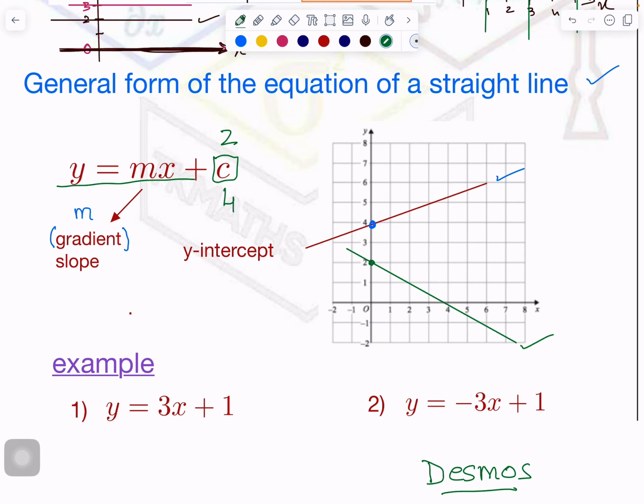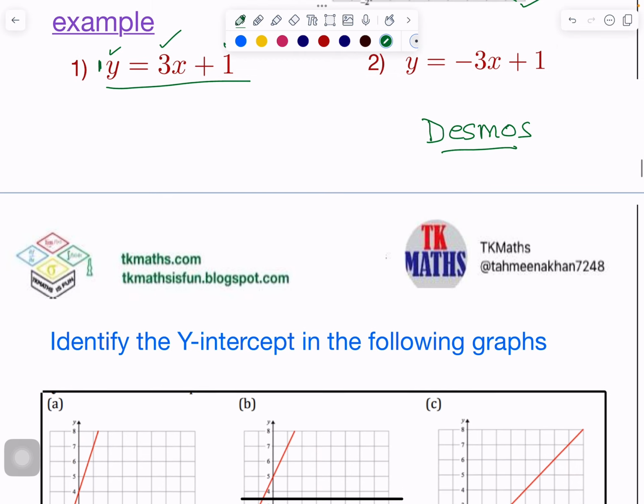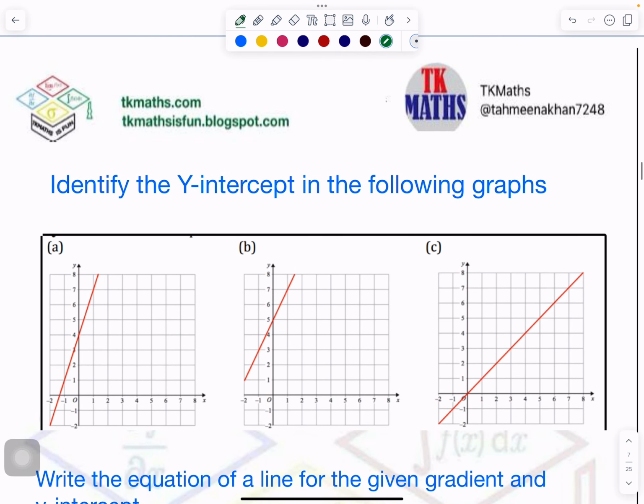So we have seen here any equation which is given in this form: this tells us the y-intercept, this tells us the gradient or the slope of the line, and this is my y, so it has to be 1 here. Okay, so now in this question, if I ask you what is the y-intercept in the following graph, can you tell me quickly? Part A, B, C. Absolutely right.